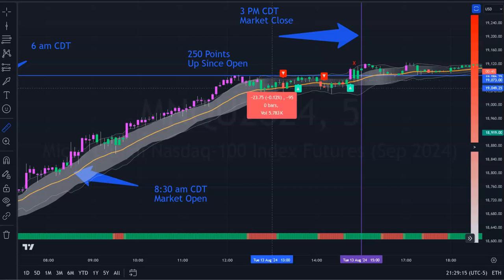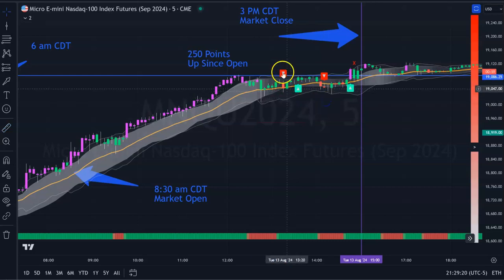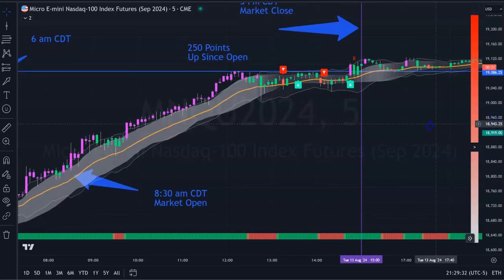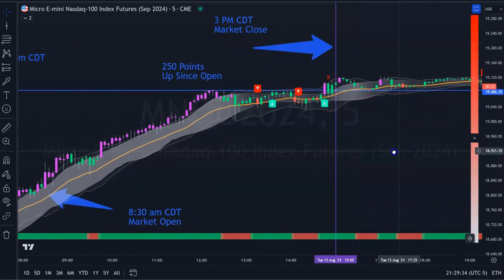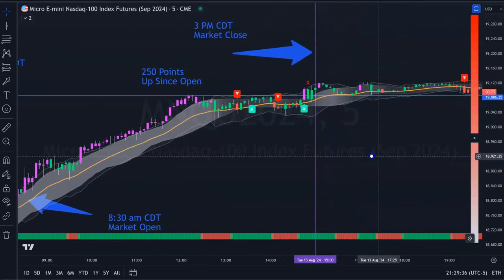Let's just see if it goes 50 points. No, it did not. It only went 40 points or 35 points. So if you got in here and didn't exit, you got stopped out. And then here it fired green, but we didn't. The indicator, this environment today was the worst performance for my indicator yet.